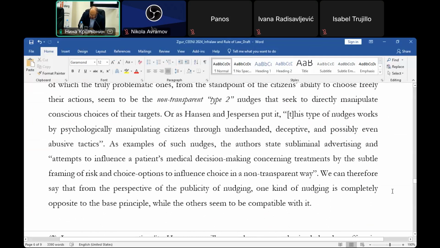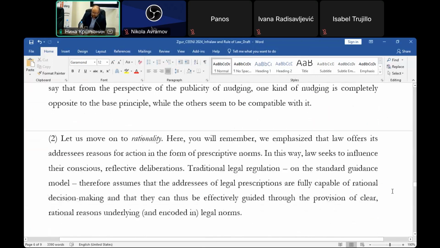As an example of such nudges, the authors state subliminal advertising and attempts to influence a patient's medical decision-making concerning treatments by the subtle framing of risk and choice options to influence a choice in a non-transparent way. We therefore see that from the perspective of the publicity of nudging, only this kind of nudging is completely opposite to the base principle, while the other seems to be compatible with it. Let's move on to rationality.